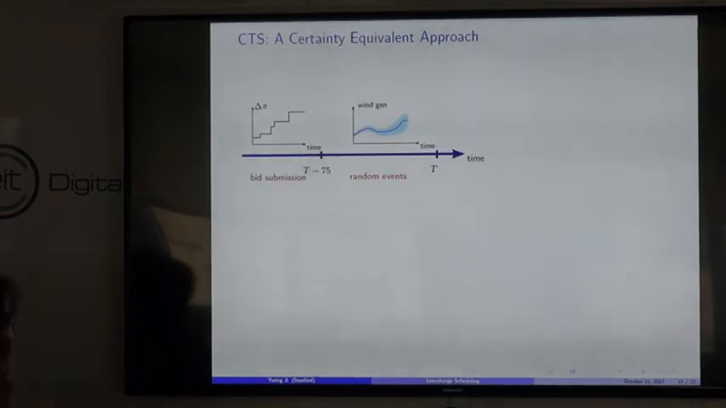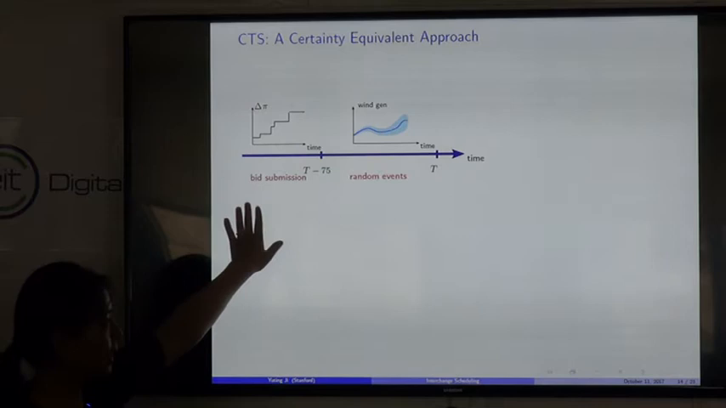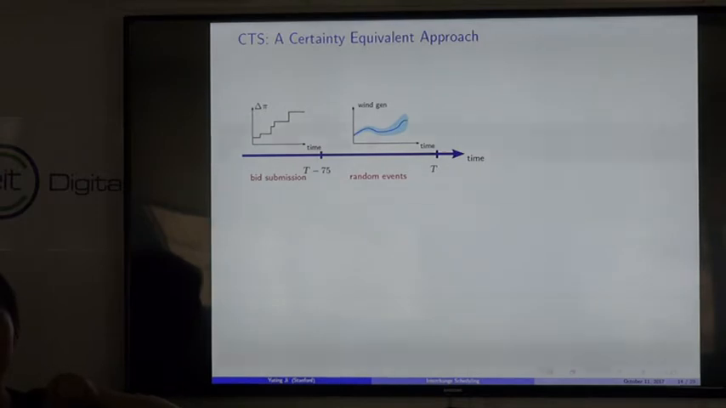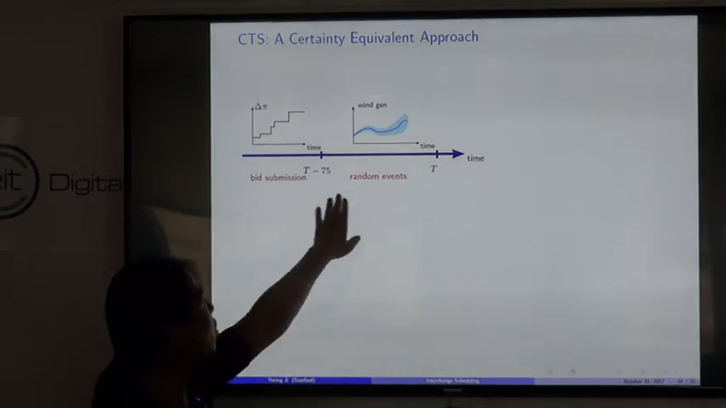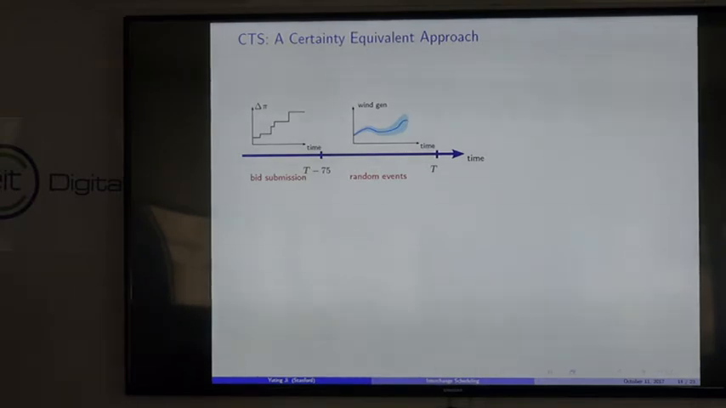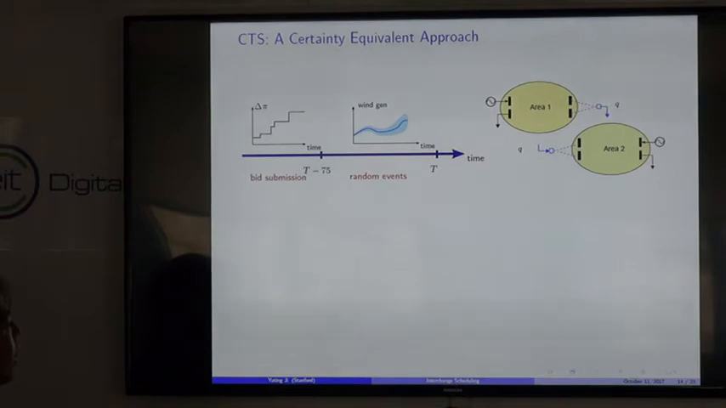So as I mentioned, here is the timeline of the CTS, interchange scheduling. Market participants need to submit bids 75 minutes ahead. And then at this time, the operator needs to determine the interchange quantity. So within this one hour, random events happen. Your wind can just disappear. There is a cloud coming up, the sun is blocked, you don't have solar generation. So a lot of randomness can happen. So how can we incorporate this?